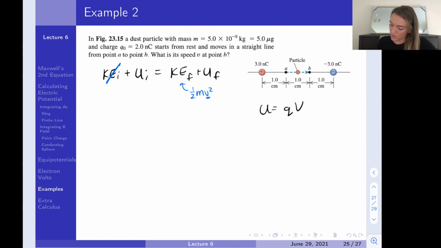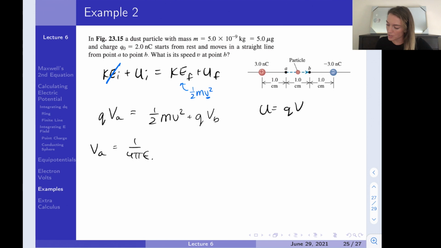So what we can do is write our initial potential energy as Q times the potential at A. And this is all equal to 1/2 mv squared plus Q times the potential at B. I just used our other formula for potential energy since that's going to end up being easier. So let's first find our potential at point A due to these 2 charges. VA is just going to be the sum of the potential from each individual charge.